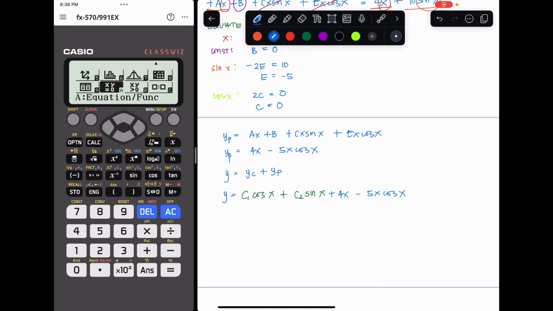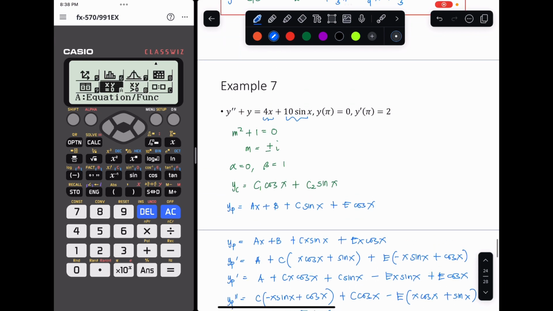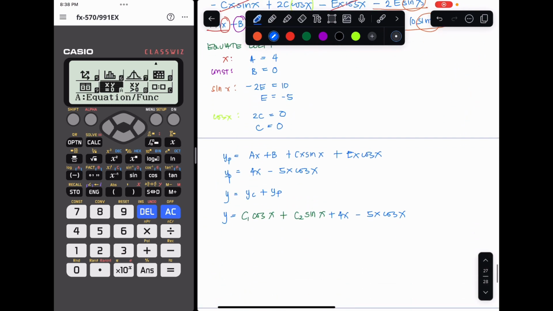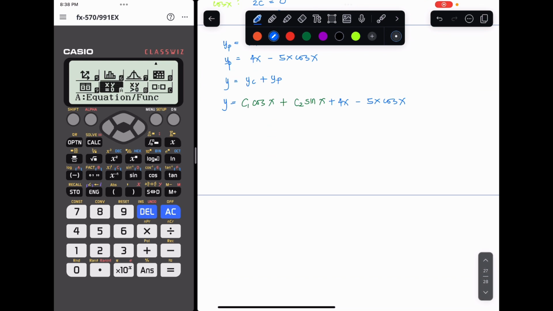But since this is an initial value problem, it says here that when x is equal to pi, y is equal to 0. So I'm going to use that one to get the values of the arbitrary constants C1 and C2.